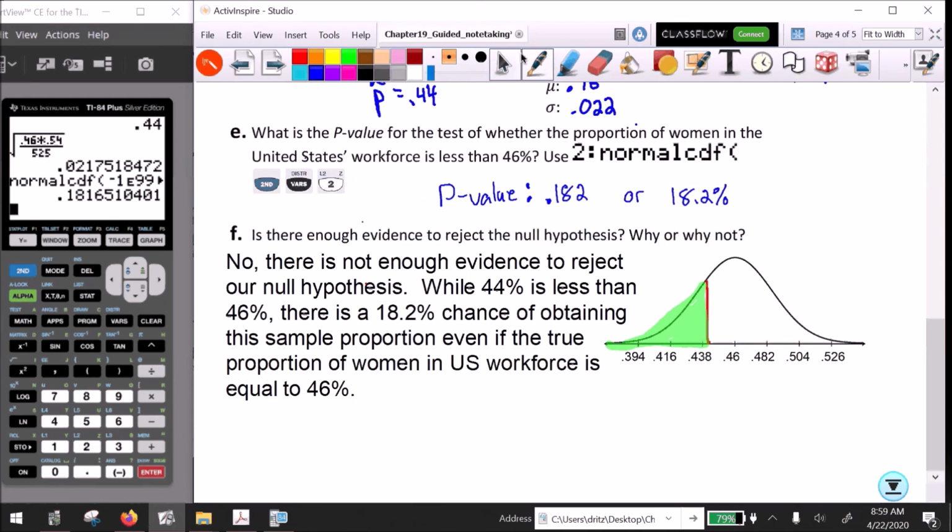If there was only a 1% chance of this result occurring, that might be enough evidence to suggest that the United States actually has less women in the workforce. But since our p-value was only 18.2%, there's really not enough evidence to say that that is rare enough to reject our null hypothesis. We can't prove that the United States has the same amount of women as Europe, but we definitely can't reject that it does.